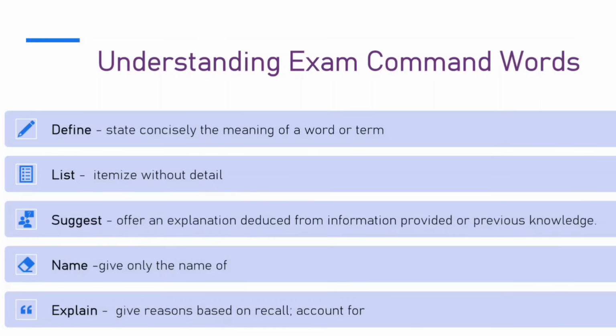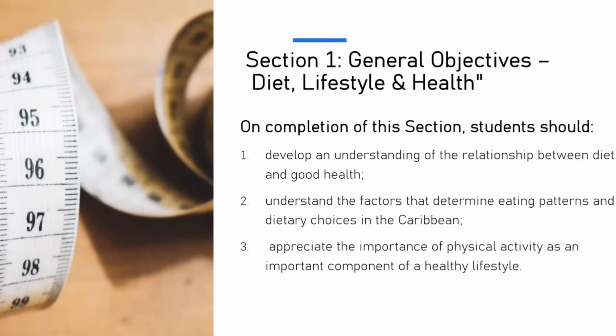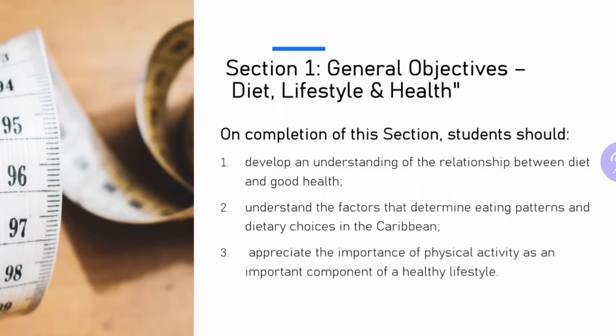Remember that question 1 normally comes from section 1 of your syllabus, right? And section 1 has to do with diet, lifestyle, and health, right? Now, as it relates to the general objective for this section, in summarizing, you should be able to understand the relationship between diet and good health, understand the factors that determine eating patterns and dietary choices in the Caribbean, and also appreciate the importance of physical activity as an important component of a healthy lifestyle. So having this wealth of knowledge, you'll be able to answer any question in whatever form it may come.